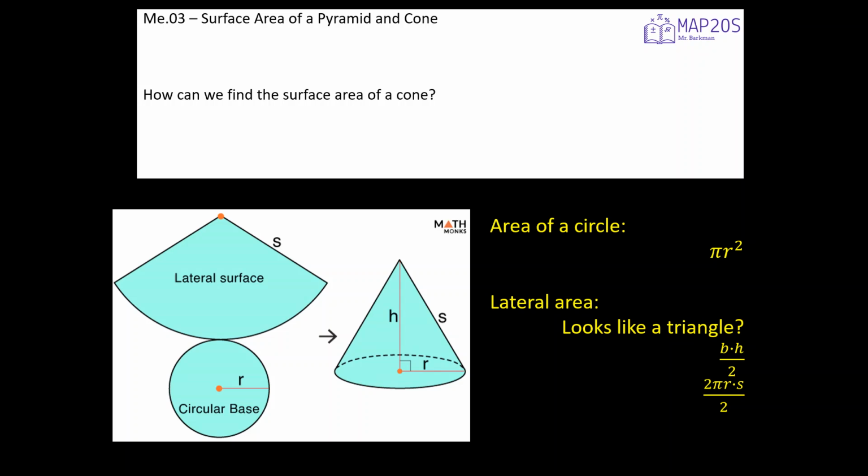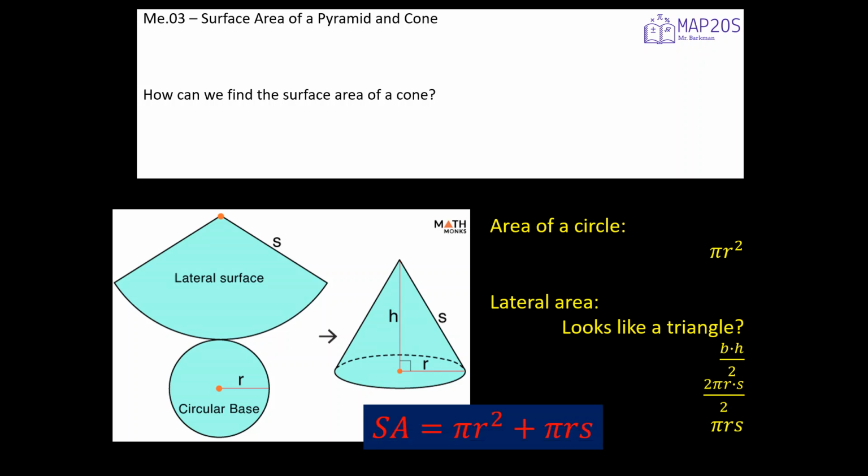This part here, we can simplify a little bit. 2 divided by 2 is just 1, so we can remove those. They cancel themselves out, and we're left with pi r s for the lateral area. So what does our formula look like? Base area plus lateral area. Base area is pi r squared. Lateral area is pi r s. And that right there is our specific pyramid formula for a cone.